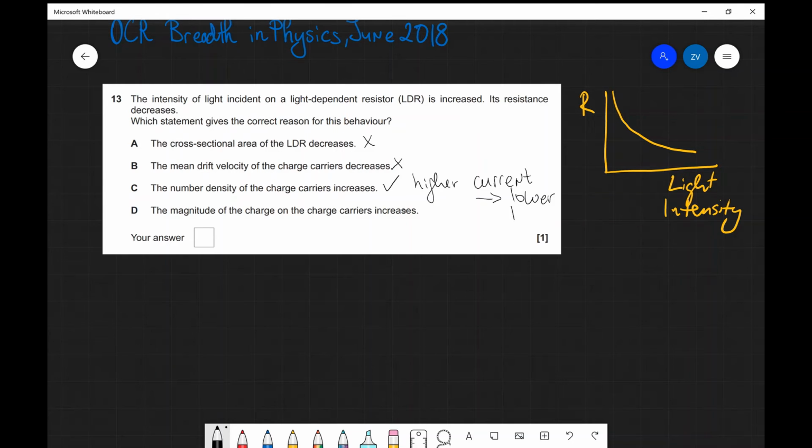So lower resistance. Just for completeness, D, the magnitude of the charge on the charge carrier increases. That is absolutely not true as well. In fact, the magnitude of the charge on the charge carriers is one of the biggest constants in the universe. A single electron will always have a charge of 1.6 times 10 to the power of minus 19 coulombs. So in short, the correct answer here is C.